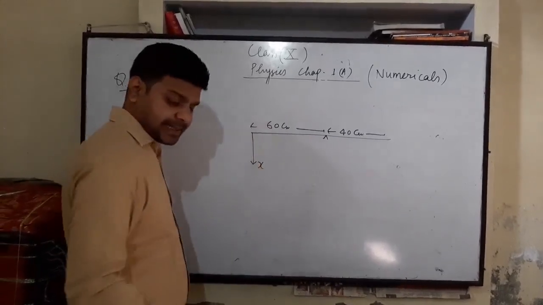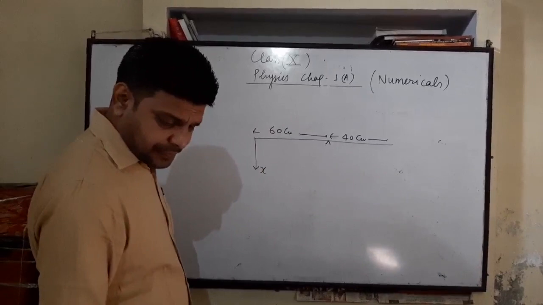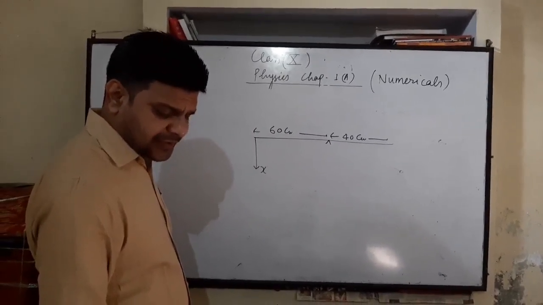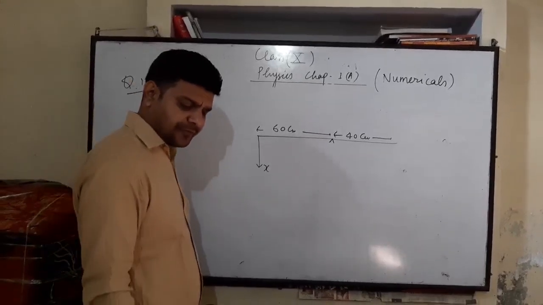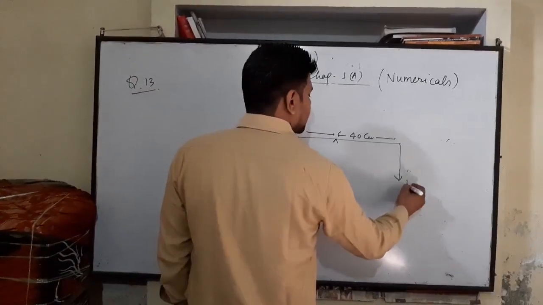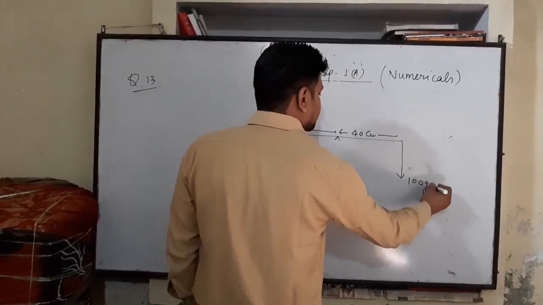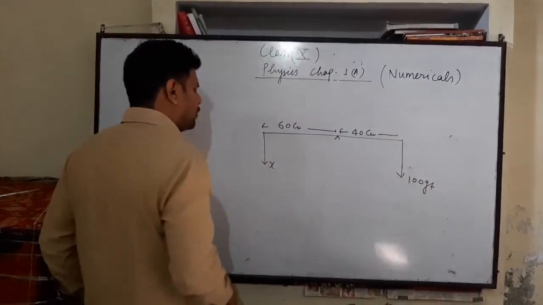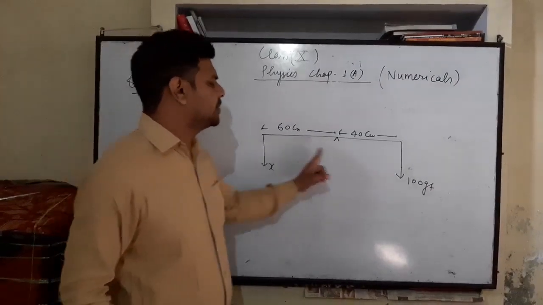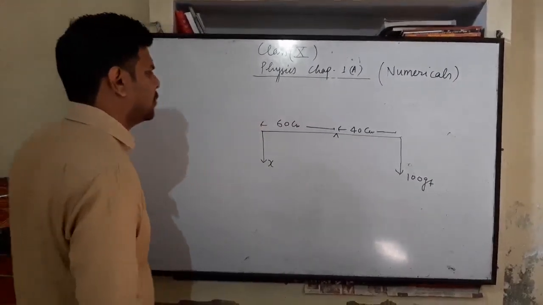Let's suppose it is X. It will balance an object of weight 100 gram force kept on the other pan. This is the 100 gram force kept on the other pan. What weight do we have to suspend at this end to keep this physical balance horizontal?